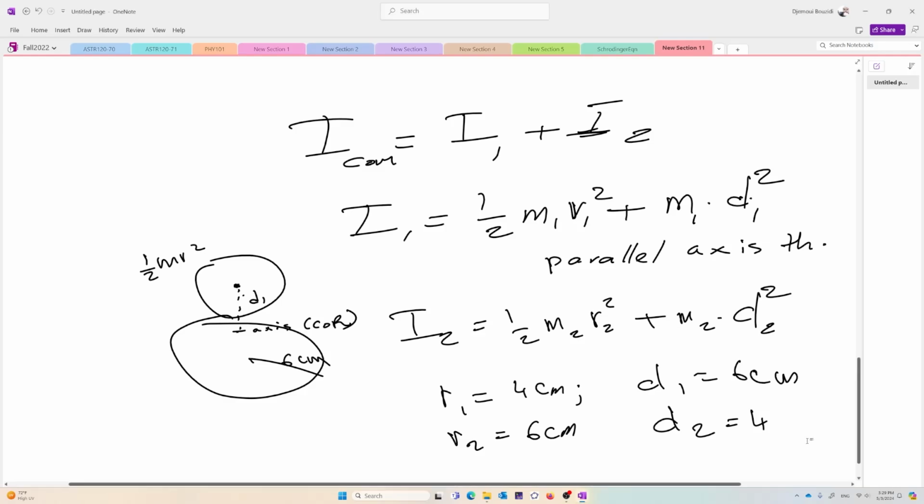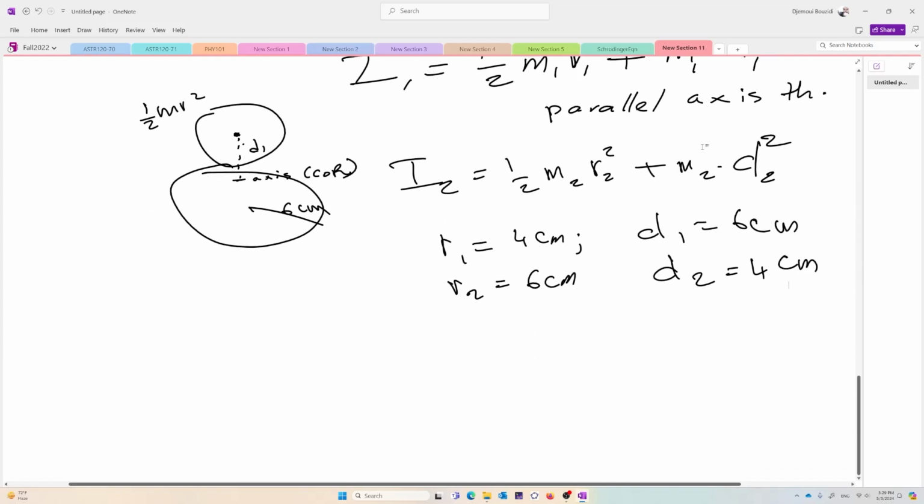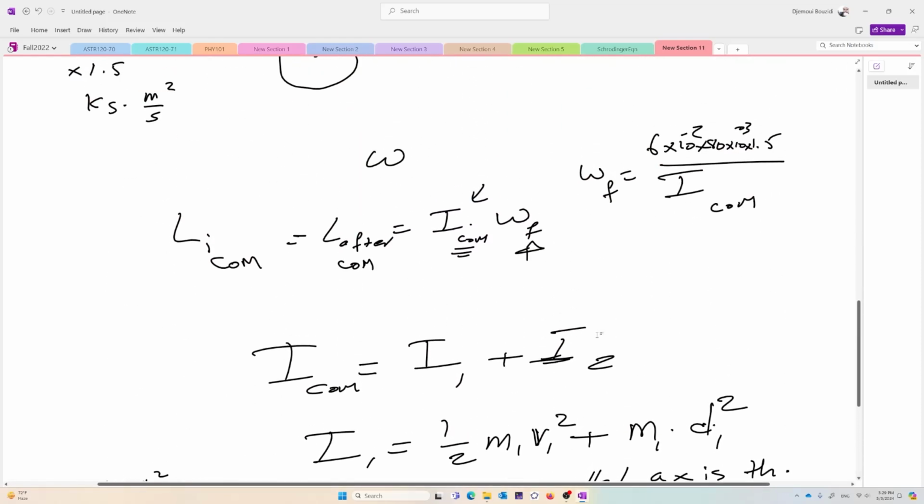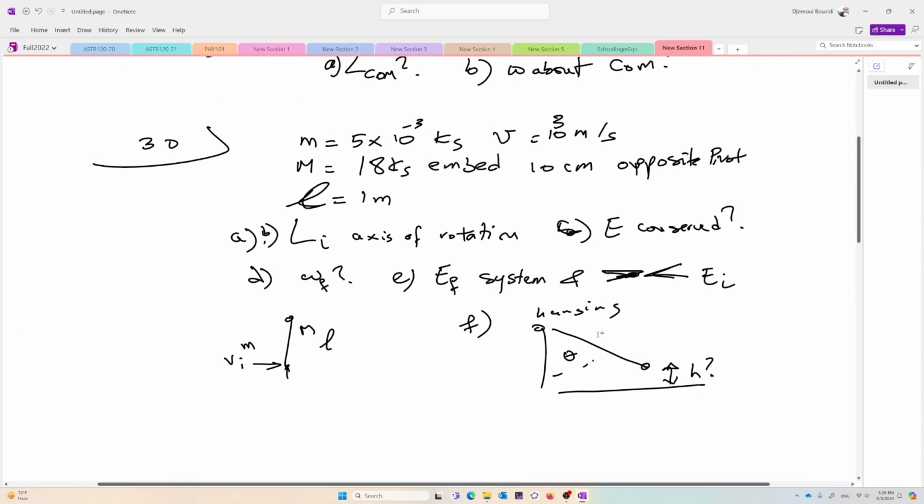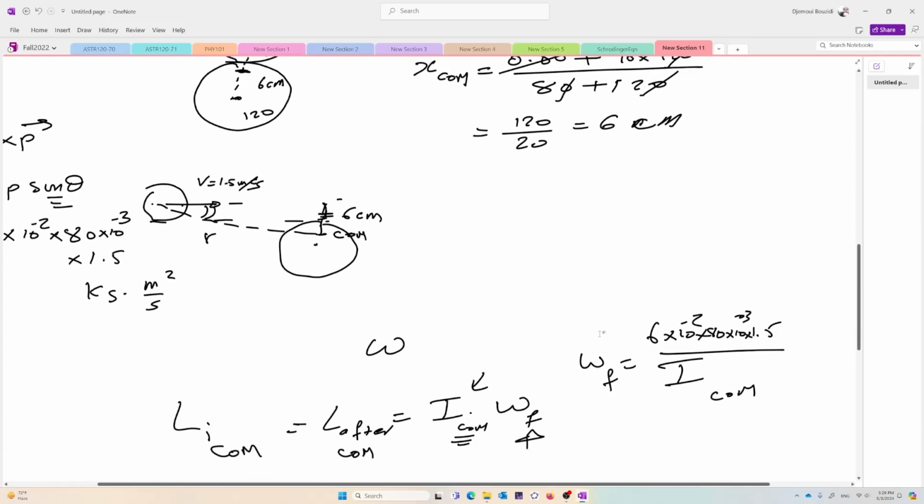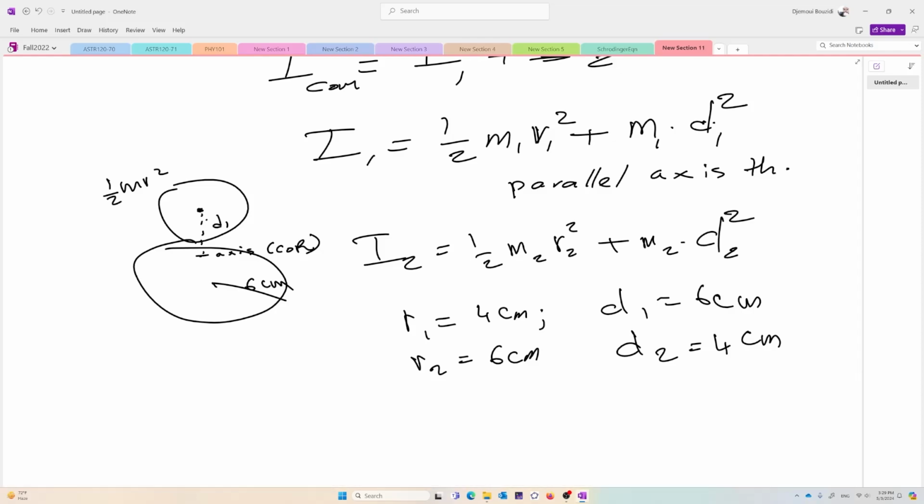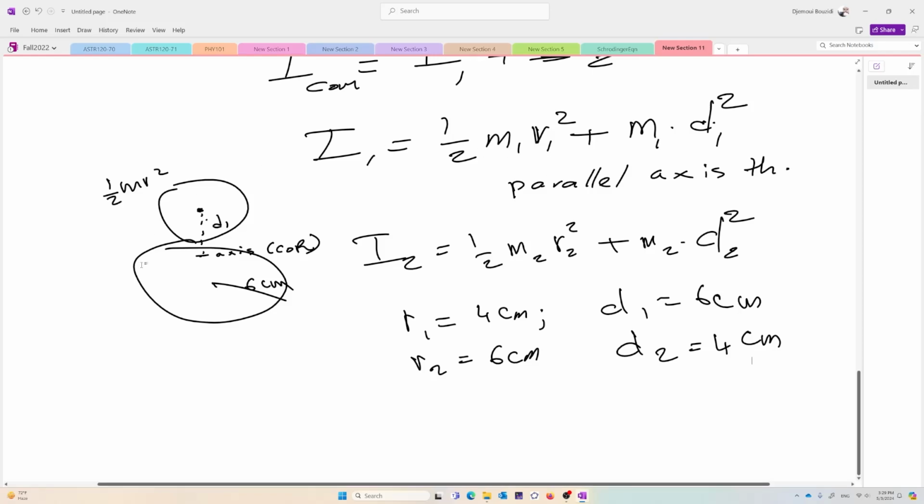So these numbers look symmetrical, but don't read too much into the symmetry. It just happened by design of this problem. It's not always true that these numbers will be like that. Case in point, if instead of 120 grams I have 800 grams or 1,000 grams, these numbers will be completely different, because the center of mass is going to be very close to the bigger one instead. So don't read too much into this kind of symmetry in the numbers.